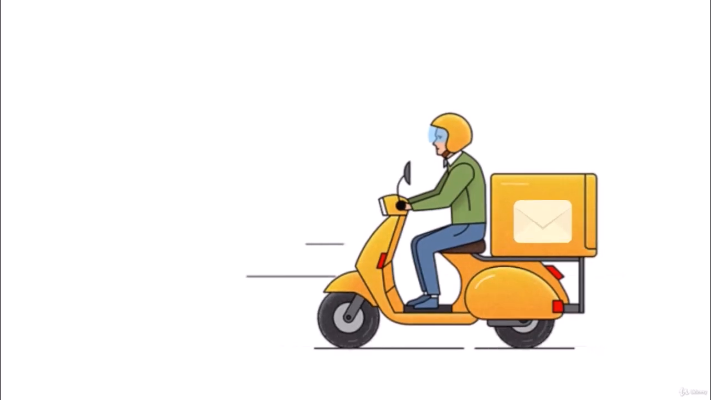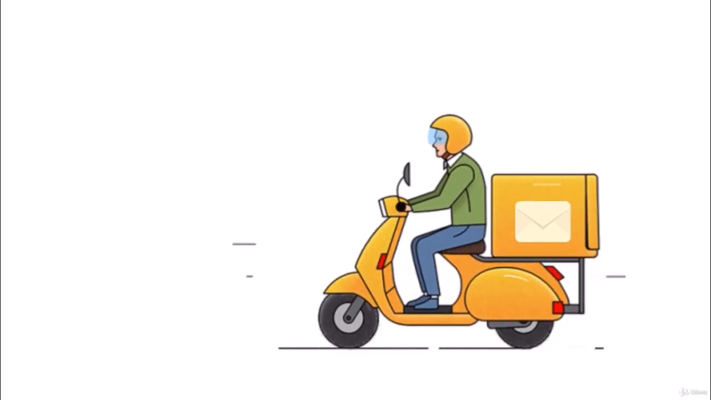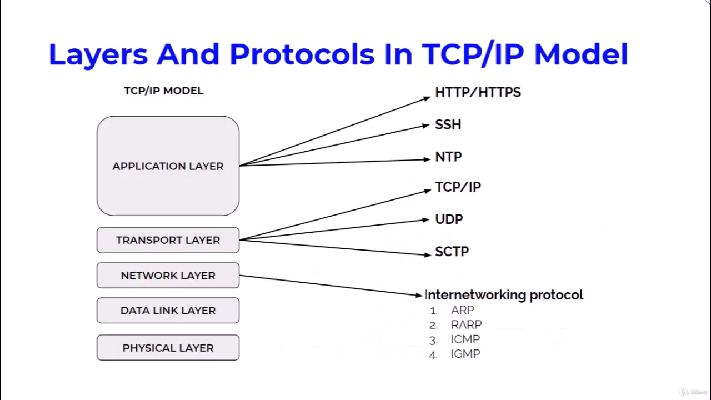Also, to send envelopes to different cities, the sorting office has to take the help of a courier service. For example, the sorting office pays a carrier service to carry the envelopes to different cities. So, the sorting office now hands over the envelopes to the carrier service. So this part where the sorting office checks all the rules and hands over the envelopes to the carrier service is the network layer.